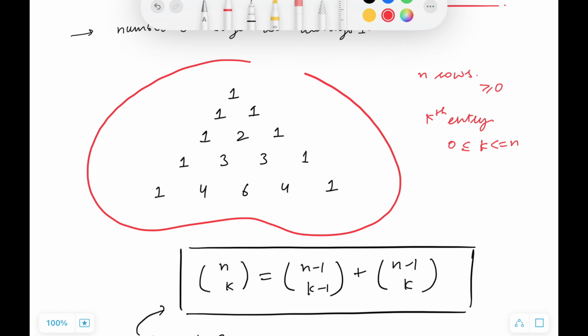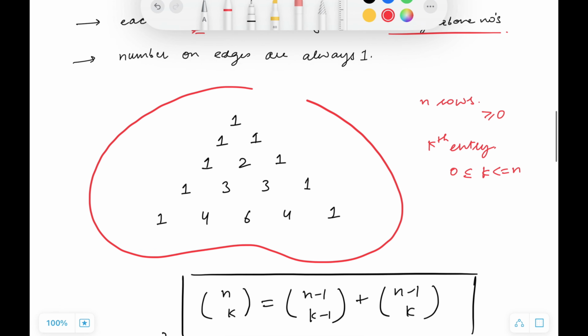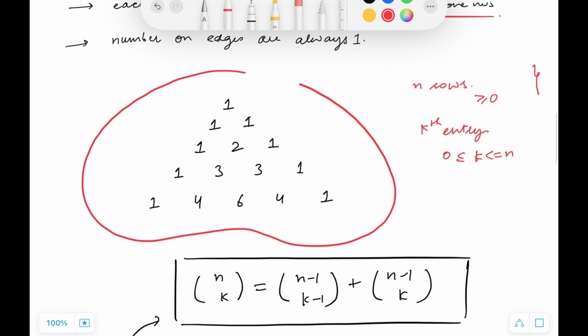Note the first row. We have n rows in this Pascal's triangle, where rows are starting from 0. So this first one is the 0th row, then the first row, second row, third row, fourth row, and so on. In each row we have multiple elements, and these elements are usually called the kth entry in the nth row.